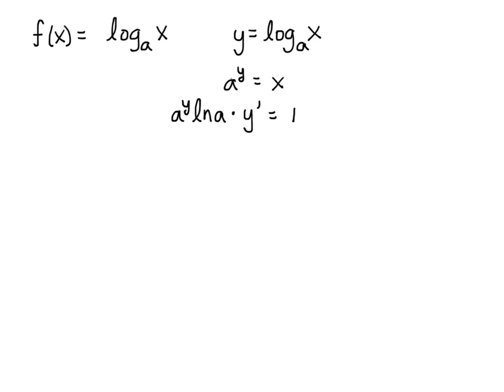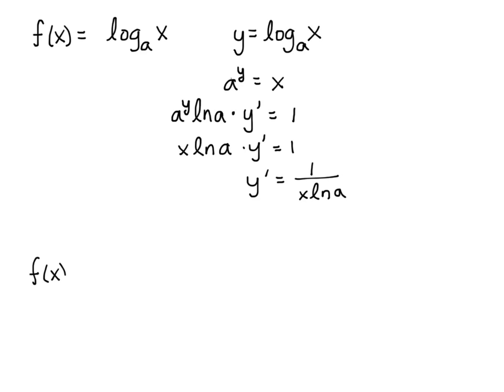And then by chain rule, I'm going to take the derivative of y. The derivative of x is still 1. And so when I solve for this, I have a to the y. I really want x, so I'll put x in here. And then if I divide both sides by x natural log of a, I get the derivative of y is 1 over x natural log of a.